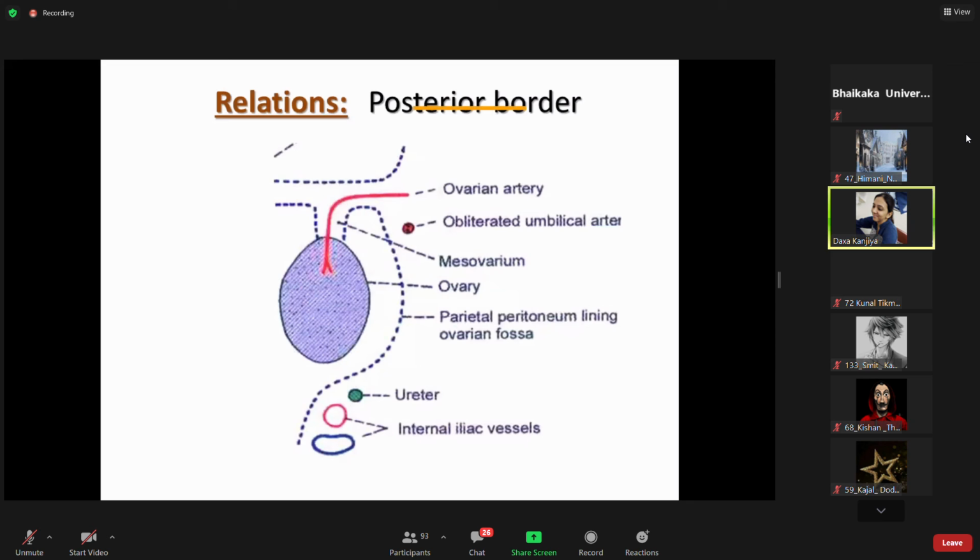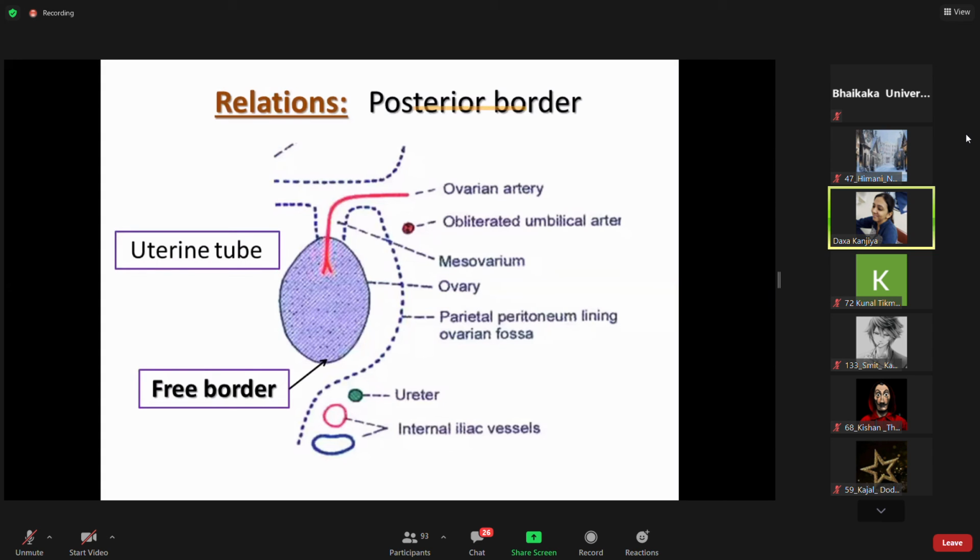Then the posterior border is a free border. Here you can see this is the posterior border. It does not give attachment to any peritoneal fold. It is the free border. And the posterior border is again related to the uterine tube, and more posteriorly it is related to the ureter and the internal iliac vessels. So if you remember, these are the posterior boundaries of the ovarian fossa.